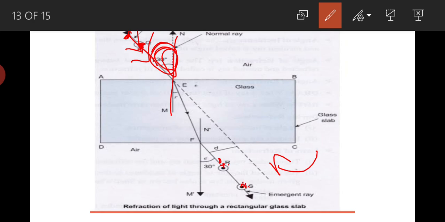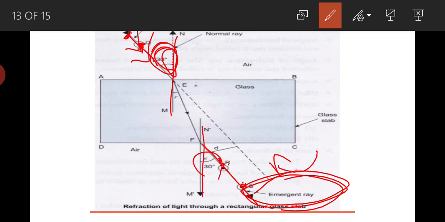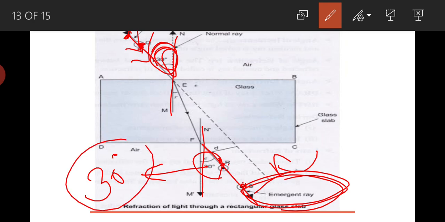By joining these 2 points we will draw one straight line. This straight line will act as the emergent ray, and the angle between this emergent ray and the normal, when we measure, we will get as 30 degrees. From this we can conclude that the angle of incidence is equal to the angle of emergence, and the incident ray and emergent ray are parallel to each other.